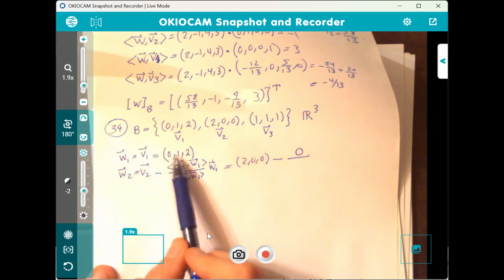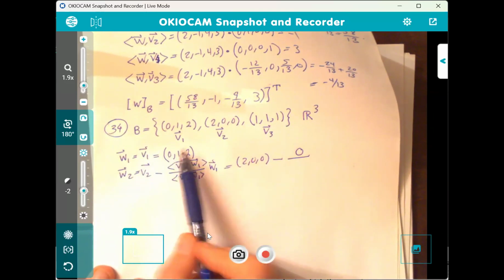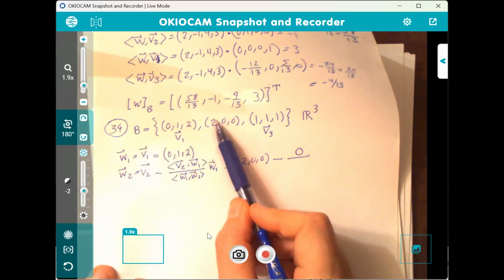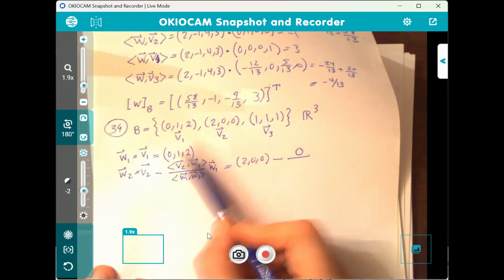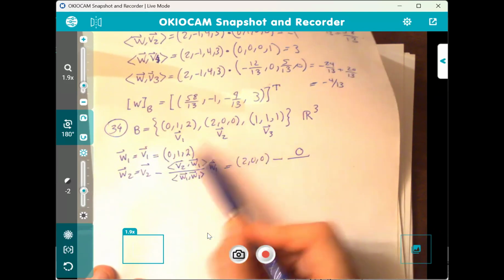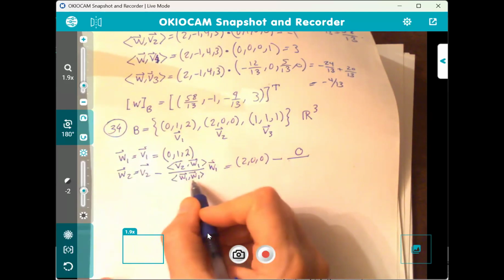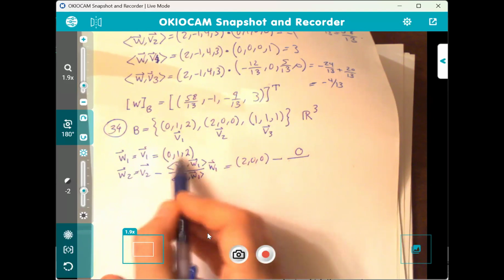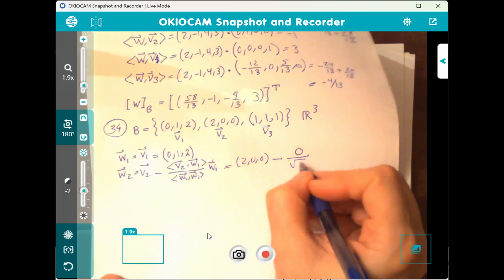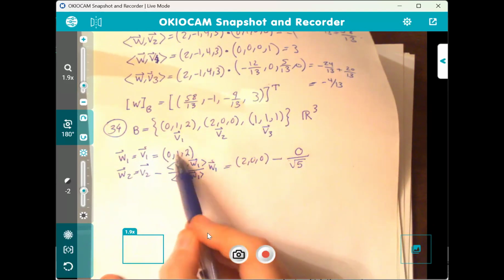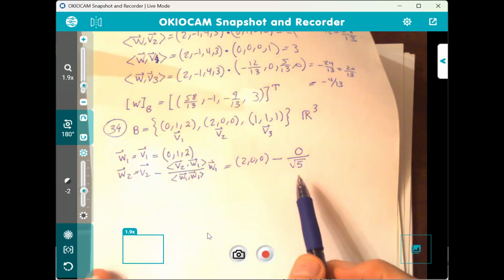Again, W1 is this one, V2 is this one. When you do the dot product, 0 by 2 is 0, 1 by 0 is 0, 2 by 0 is 0. So that's 0 over the magnitude of W1, W1. That's when you dot it by itself. That would be the square root of 5, wouldn't it? 0 squared, 1 squared, 2 squared. That's 5.